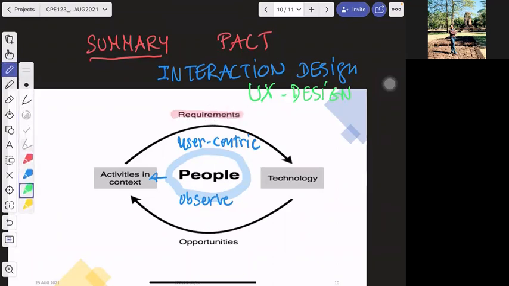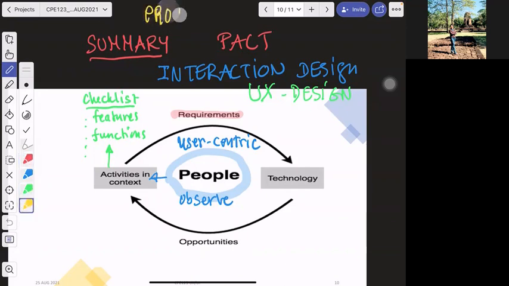Like a checklist of the features or functions based on the activities that are going to be involved with your product. Because now you're going to develop your product, right? You have your aim that you're going to develop something, I call it a product. And after you know the checklist of features, it's called that you know their requirements.